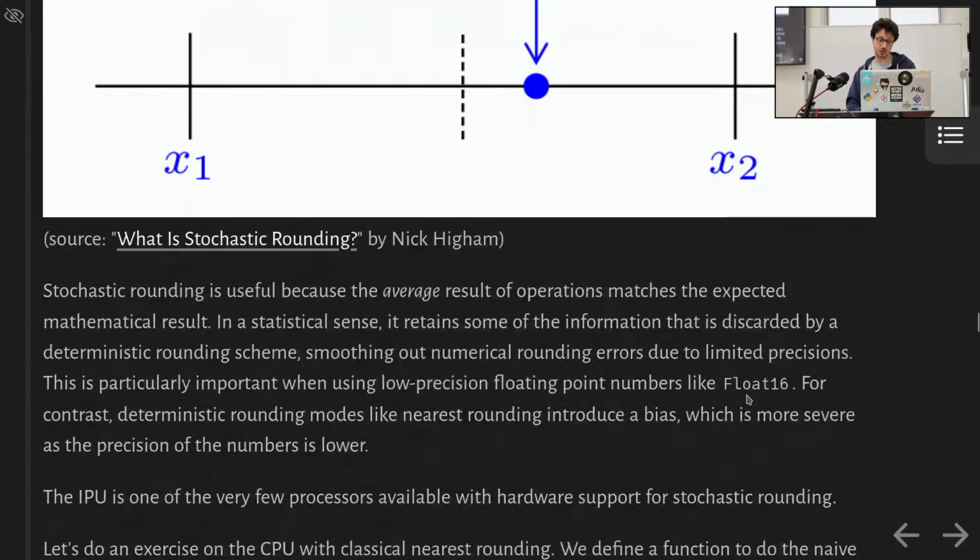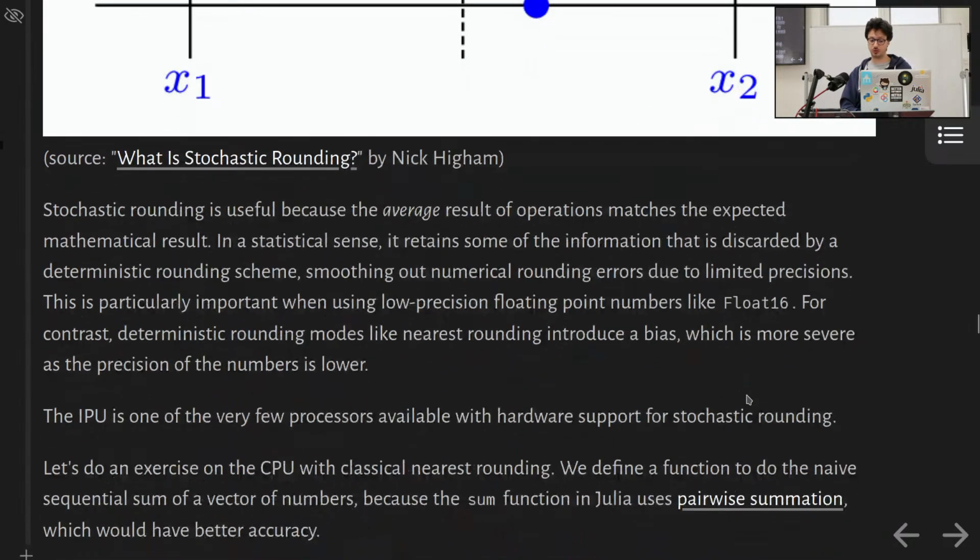So why is stochastic rounding useful? Because on average, the results of the operations match the expected mathematical result. And so in a statistical sense, they retain the information that is discarded by doing deterministic rounding. This is very important when you use low precision floating point numbers, for example, half precision with 16 bits, or even think of the even lower precision floating point numbers that are being added to GPUs every time.